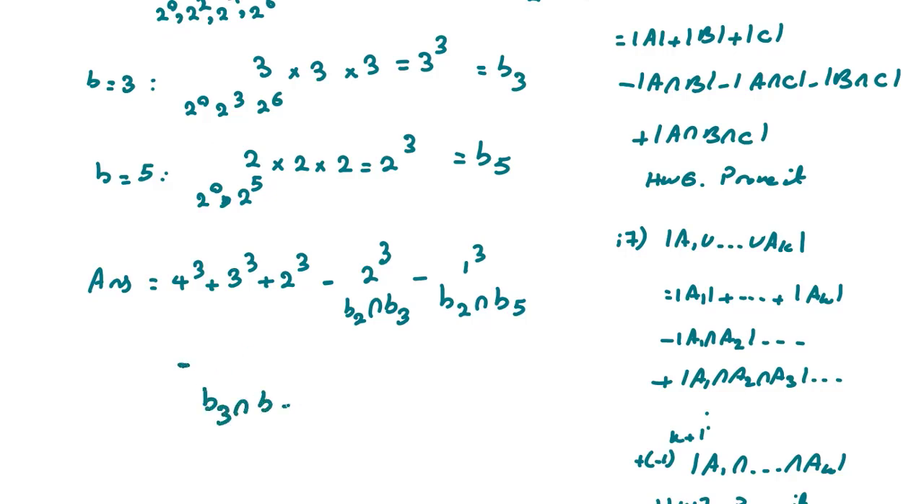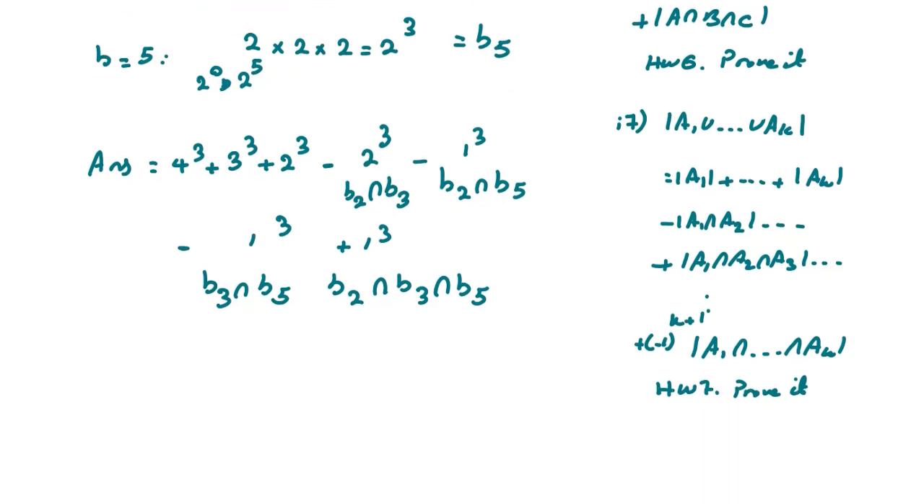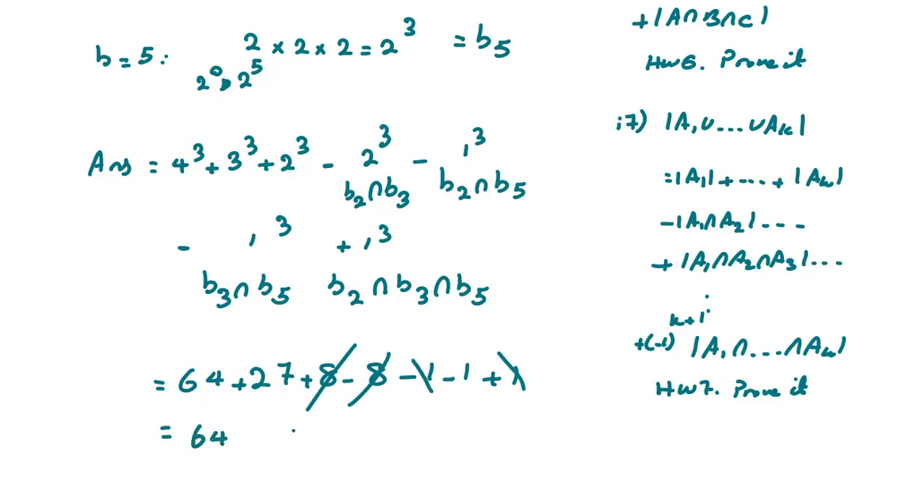B3, B5, again minus 1 cubed. And B2 intersect B3 intersect B5, again 1 cubed, plus 1 cubed. So it will be what? 64 plus 27 plus 8 minus 8 minus 1 minus 1 plus 1. You can cancel these things. 64 plus 27 minus 1, 90. Okay. So the answer is this.